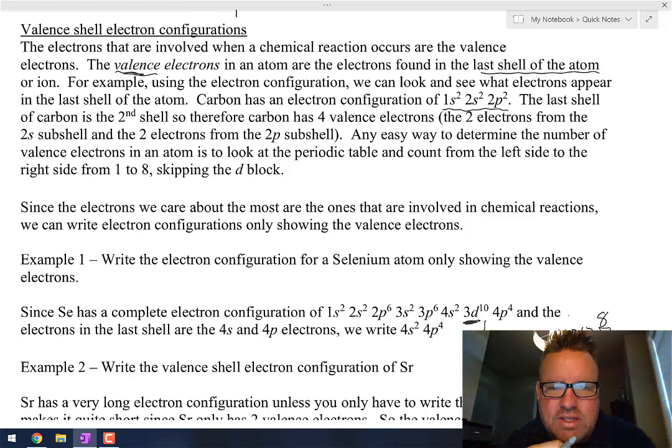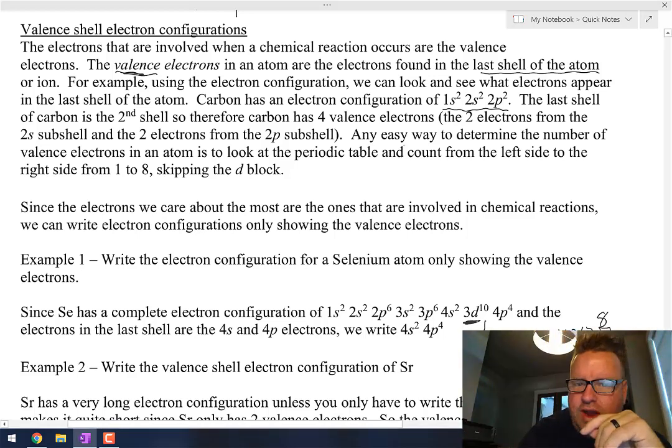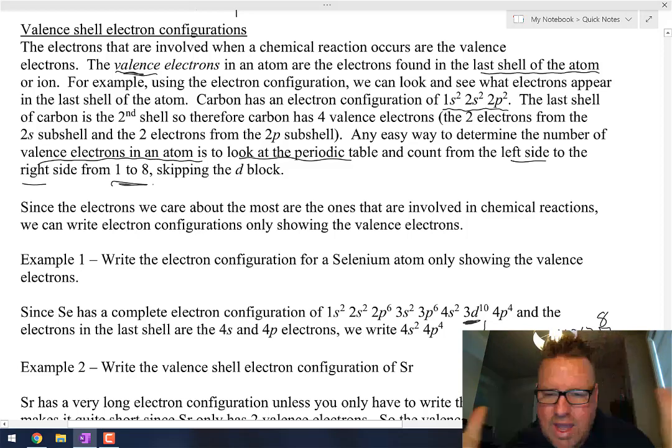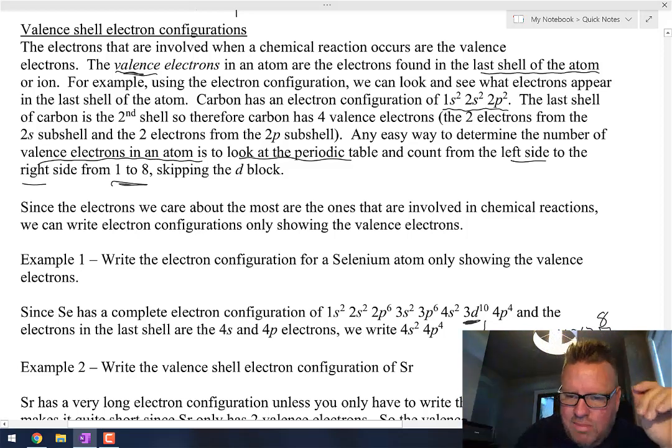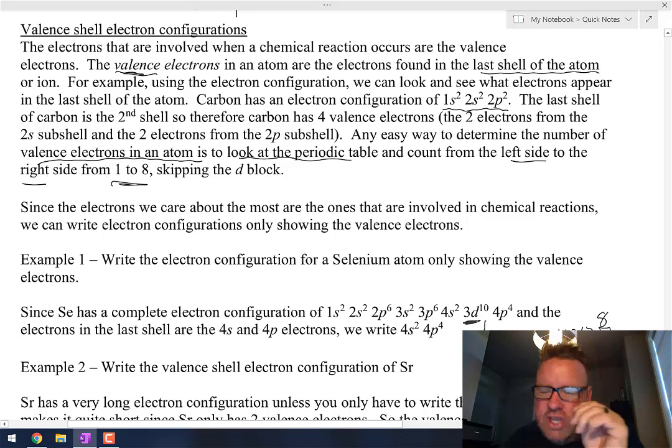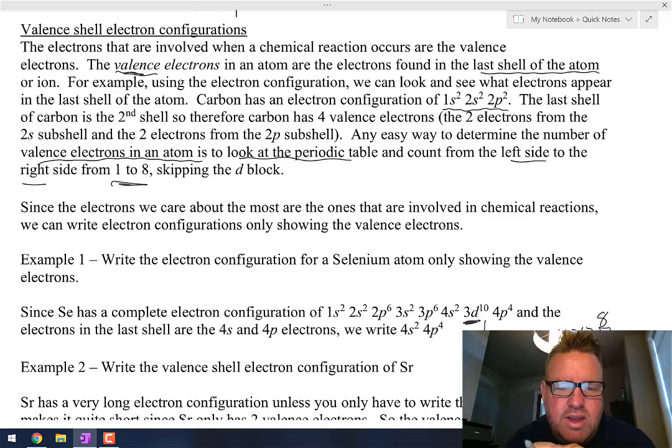So it explains right here. An easy way to determine the number of valence electrons in an atom is to look at the periodic table and count from the left to the right, from 1 to 8. And that's how you know how many valence electrons. So I should be able to point at any element in the s or the p subshells and ask you how many valence electrons they have, and you should be able to simply look at the periodic table and tell me what that is.